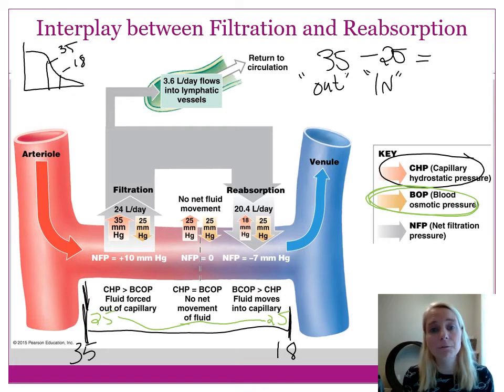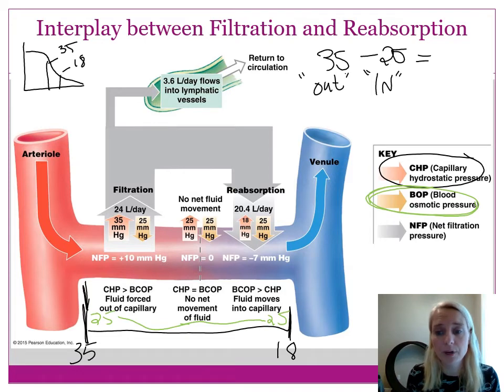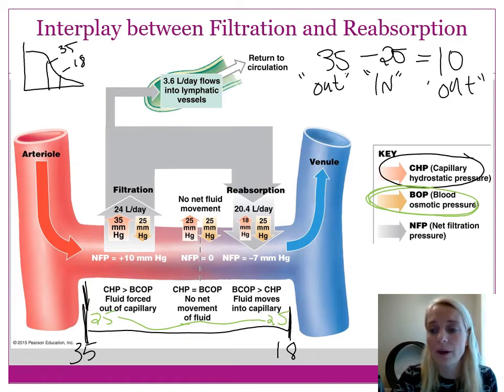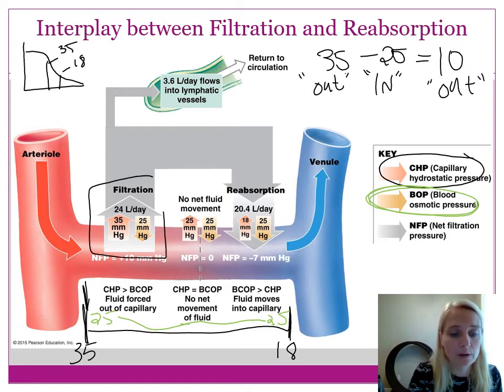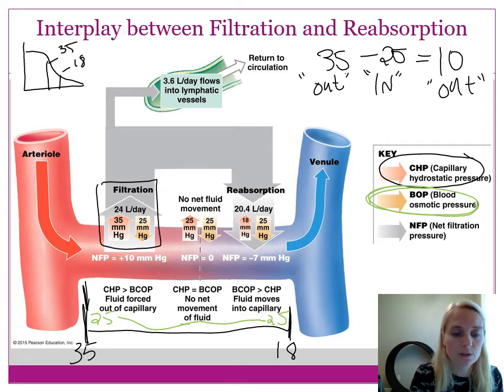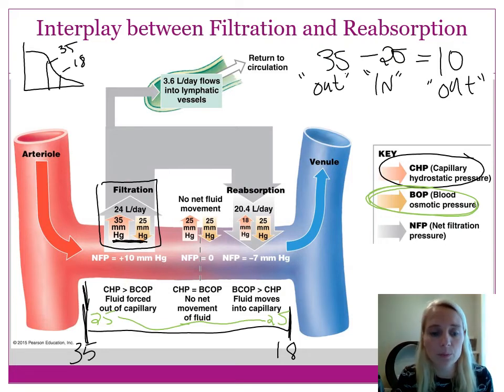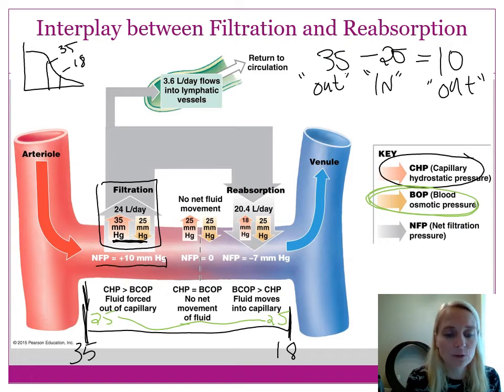So if we find the difference at the arterial end of the capillary, we have a net out of about 10 millimeters of mercury. So at the beginning of your capillary bed, this is where we see primarily filtration, right? So here's our filtration. We're just finding the difference between capillary hydrostatic pressure and blood colloid osmotic pressure, and we have a net filtration pressure of 10.